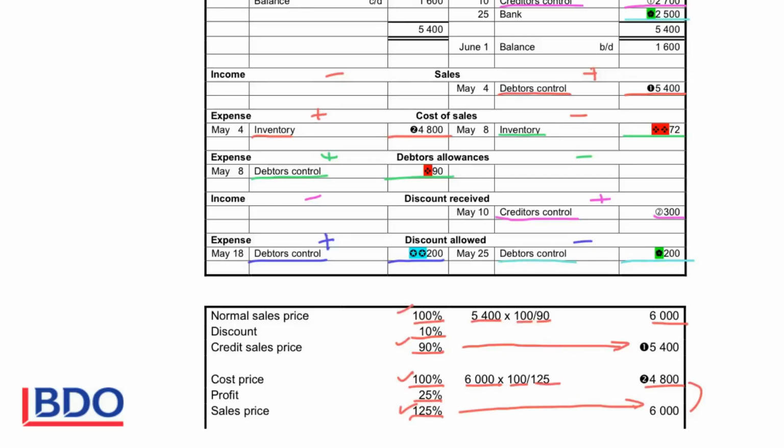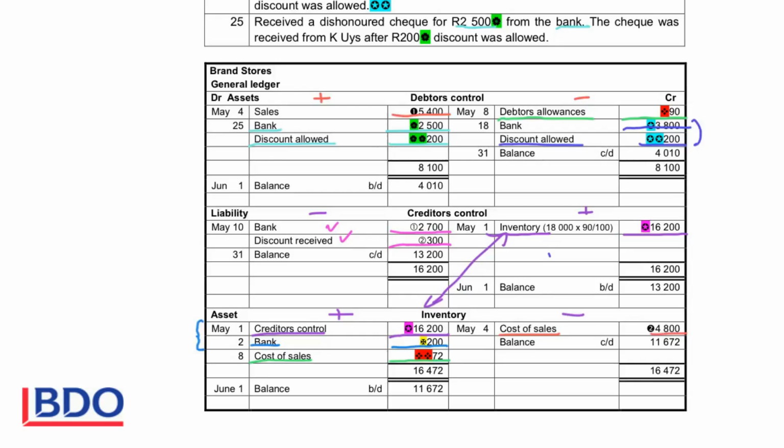At the end of the month, we will balance our ledger accounts to determine the total balance in the account on the last day of the month. Debtors is an asset, so the debit side must always be bigger. So I will add up the amounts on the debit side, which gives me a total of 8,100. Then I take the 8,100 and subtract the figures on the credit side, and that indicates that the difference between the debit side and the credit side is 4,010.